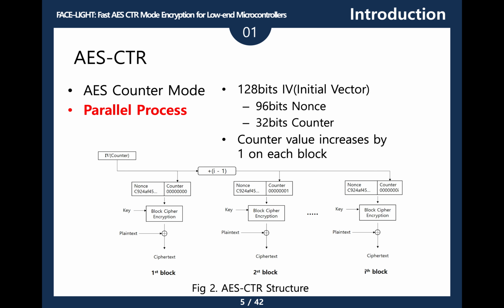The counter mode has a 128-bit initial vector, which consists of a 96-bit nonce value and a 32-bit counter value, which are used as the input value in the encryption process. The nonce value is fixed and the counter value increases by 1 on each block. Due to this feature of counter mode, the processing of each block is independent of another block. This makes it possible to do parallel processing and perform faster encryption.